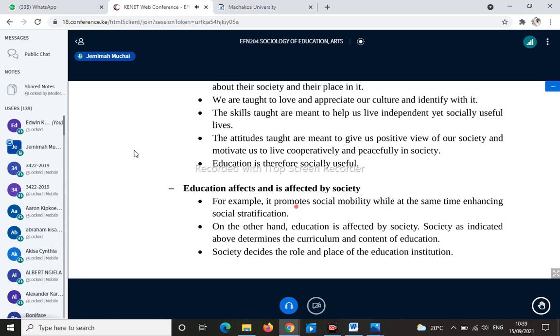So education affects and is affected by society. It promotes social mobility while at the same time enhancing social stratification. When you get educated, you are from a poor family, and you get a very good job after completion of your studies, a well-paying job.